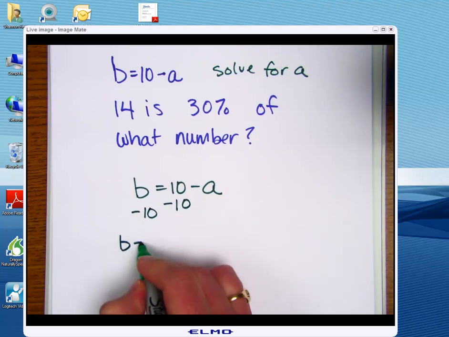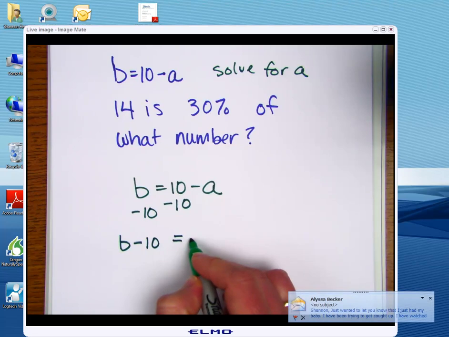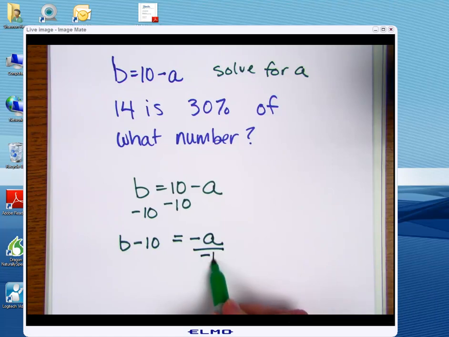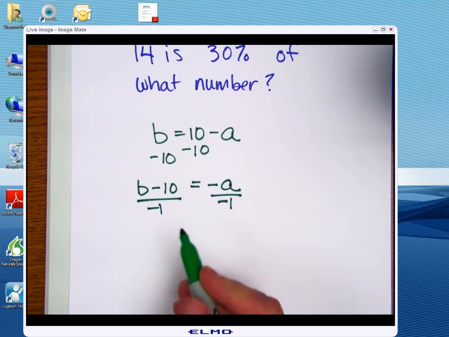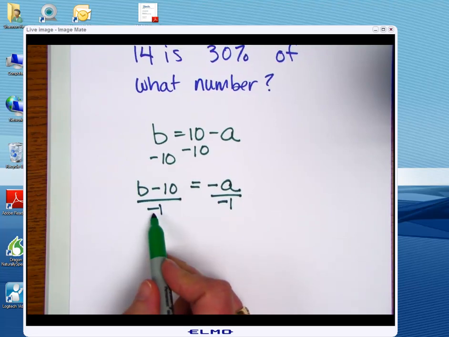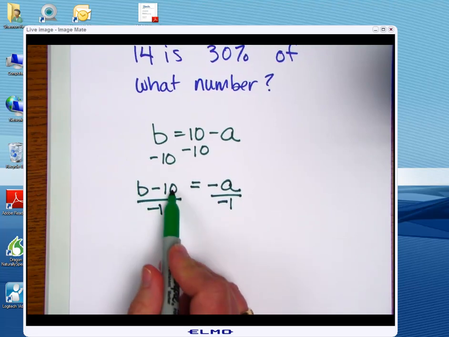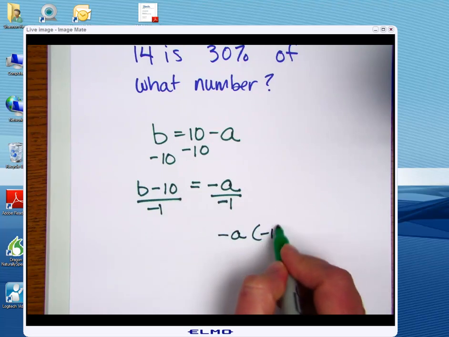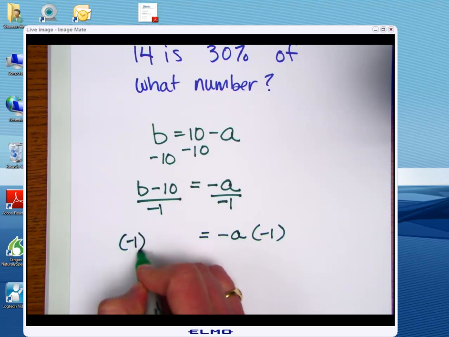You get b minus 10 equals negative a. Now the second thing you need to do is get rid of the negative 1, and you need to divide both sides by negative 1. That's probably what's confusing you. Dividing by negative 1, you have to divide this by negative 1 and this by negative 1. The other way you can think about it is multiplying both sides by negative 1.